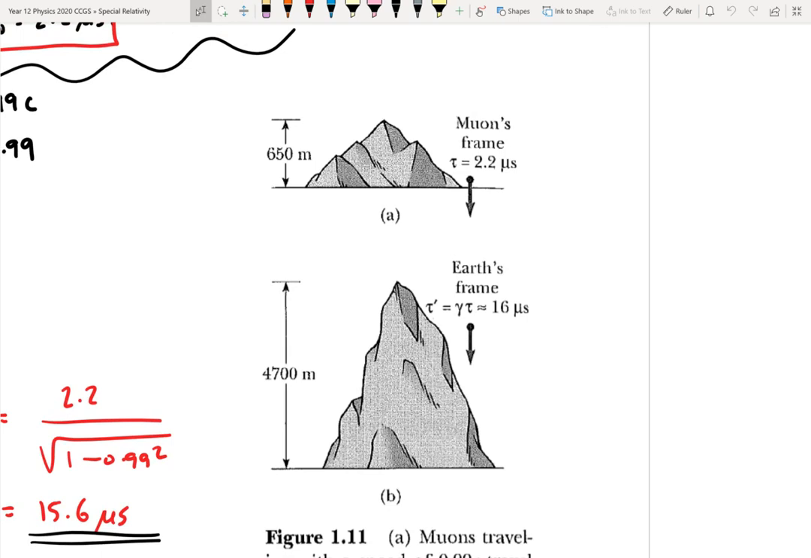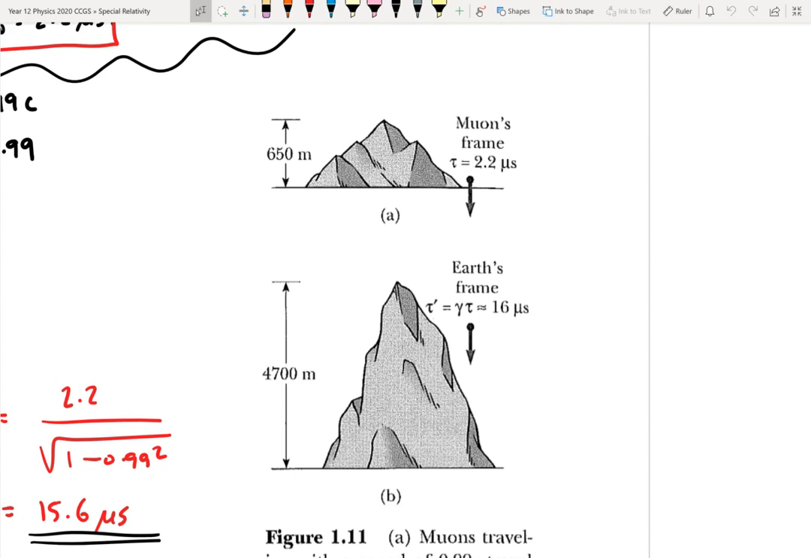So what was the factor? I didn't work it out. It was about 8-ish. It was contracted by 8. So the muon said, I travelled 650 metres and I lived for 2.2 microseconds. It's just that 4,700 was contracted into 650 metres. The person on Earth said, I saw that muon travel the full length, but the time was dilated.